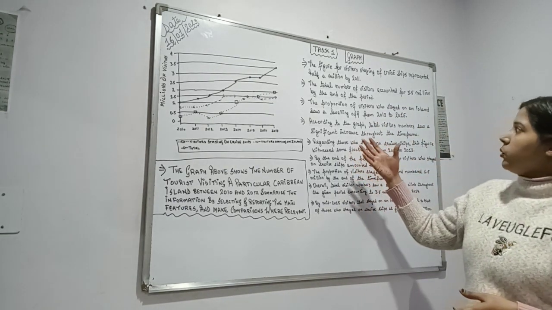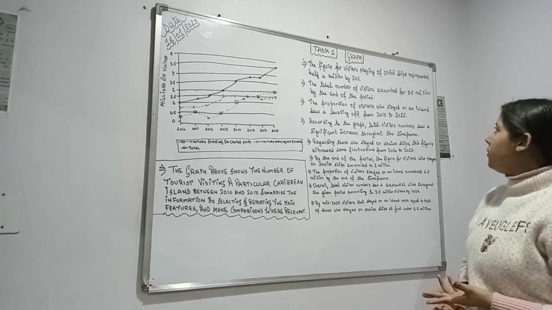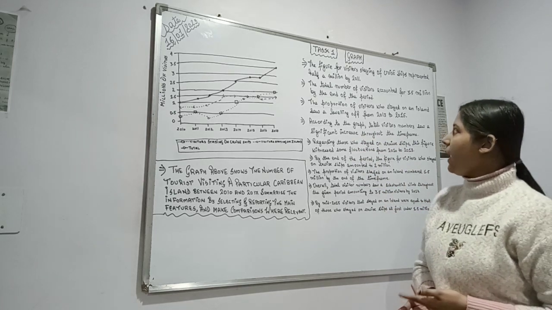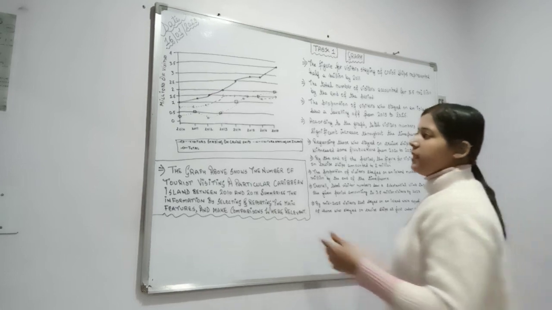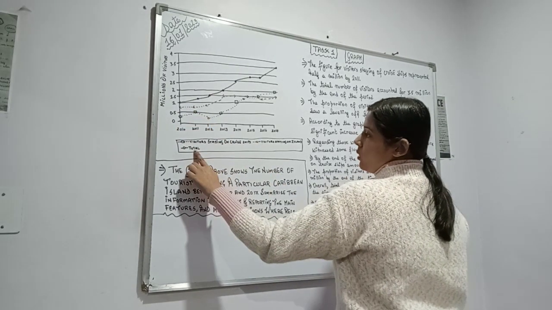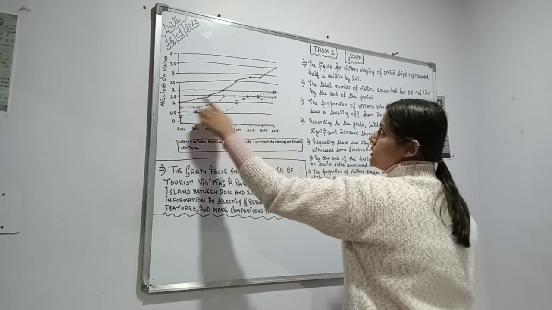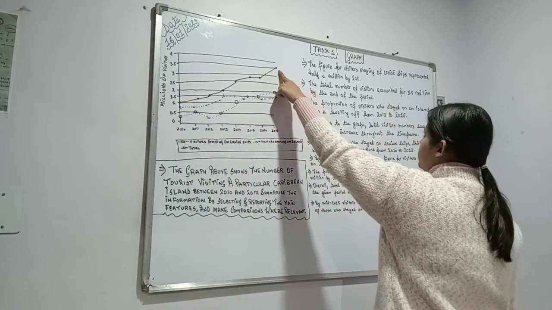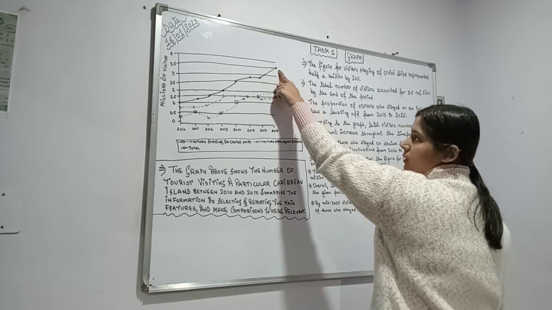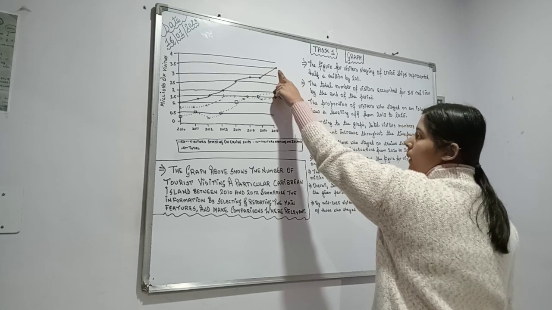The next thing they show is that the total number of visitors accounted for 3.5 million by the end of the period. You can see that the total trend is among the highest trends it shows. So the trend shows that the total number of visitors accounted for 3.5 million by the end of the period.